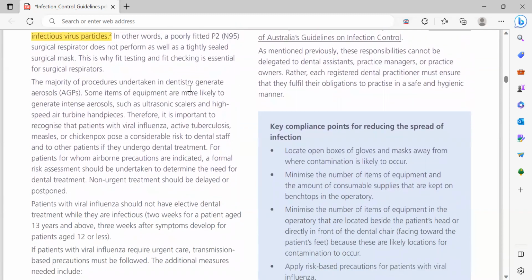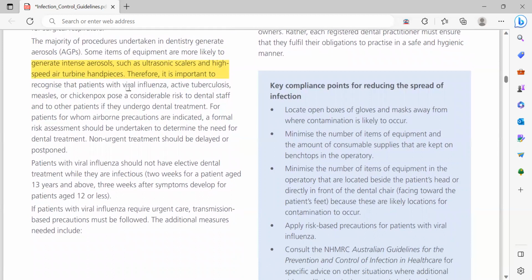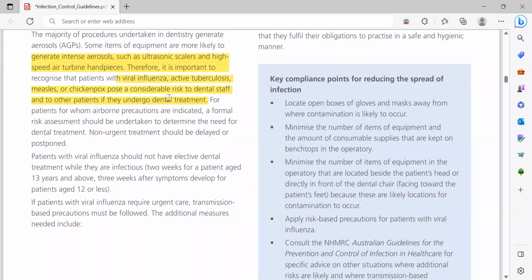The majority of procedures undertaken in dentistry do generate aerosols. Some items of equipment are more likely to generate intense aerosols, such as ultrasonic scalers and high-speed air turbine hand pieces. Therefore, it is important to recognize that patients with viral influenza, active tuberculosis, measles, or chickenpox pose a considerable risk for dental staff and to other patients if they undergo dental treatment. These are aerosol-based transmission infections, so you should be extra cautious with these patients.